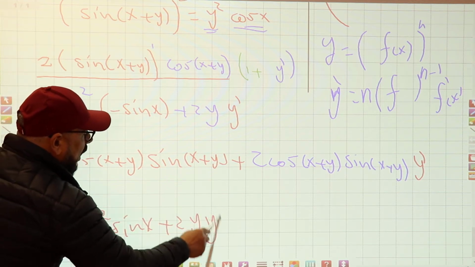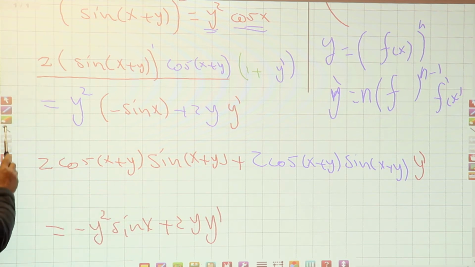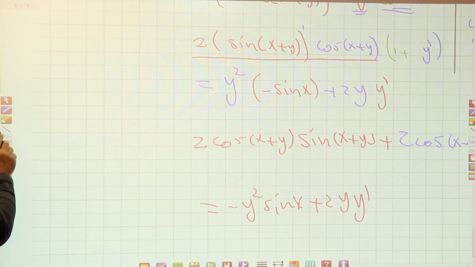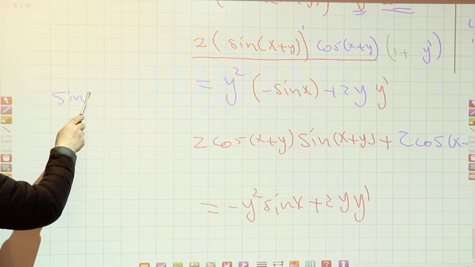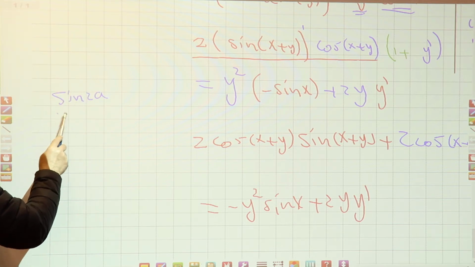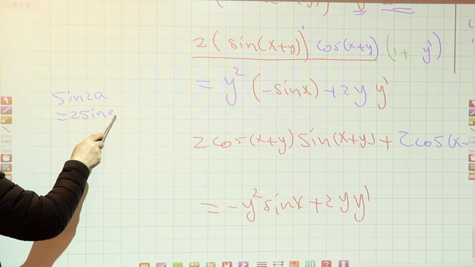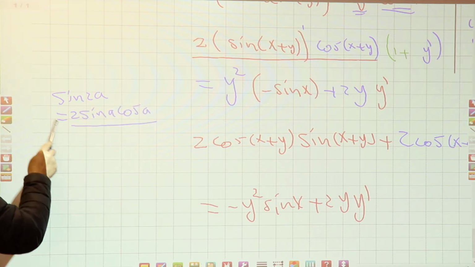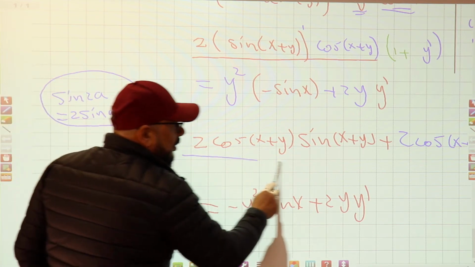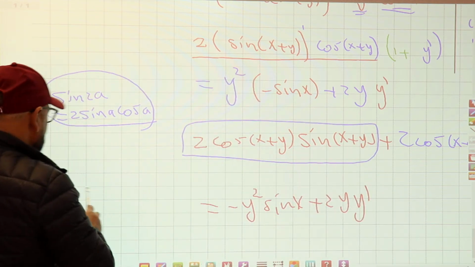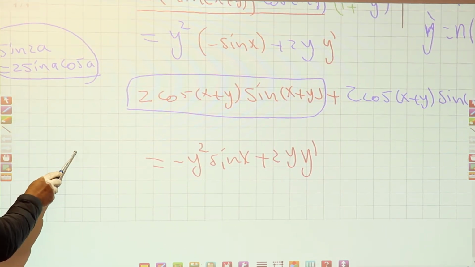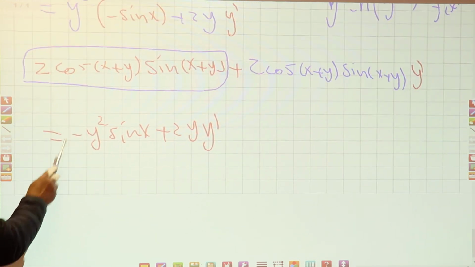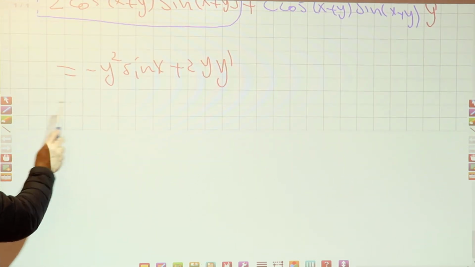It's just algebra. Now let me remind you of something: sine 2a equals 2 sine a cosine a. That means 2 sine a cosine a equals sine 2a, so all of this can be simplified.